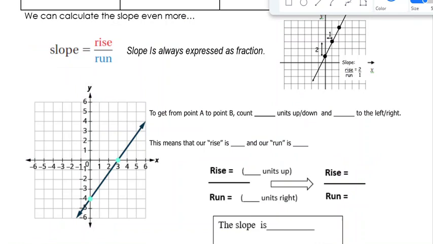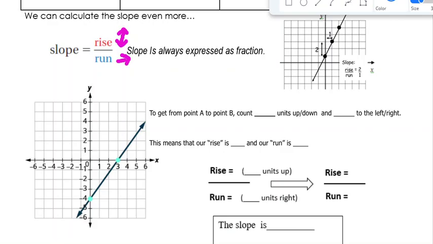But just outside of positive, negative, or zero slope, we can define slope even more. Slope is always expressed as a fraction, and it's always your rise over your run. So it's how many units up or down you have to go on top of how many over you have to go. So here's an example.